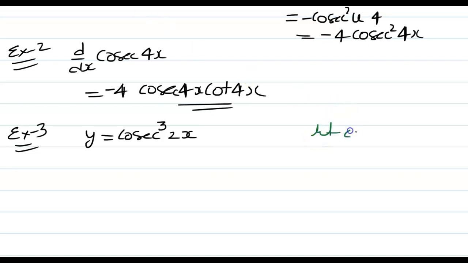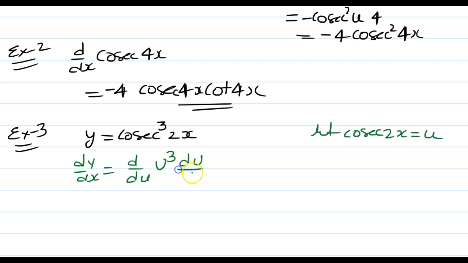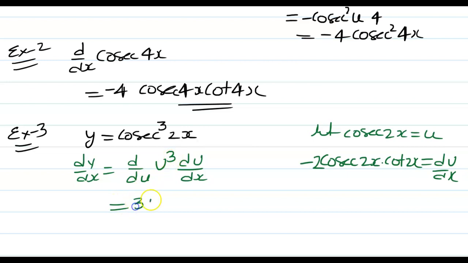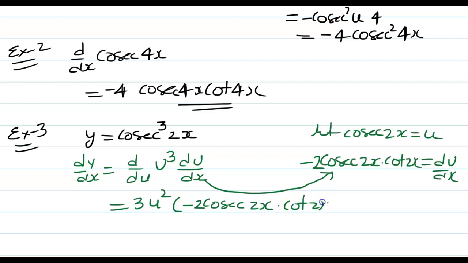Let cosec 2x be u, so by applying the chain rule, dy over dx will be d over du of u cubed times du over dx. Now du over dx of cosec 2x will be minus cosec 2x into cot 2x, and this 2 comes forward. Now d over du of u cubed will be 3u squared, and du over dx is this value, so minus 2 cosec 2x into cot 2x.